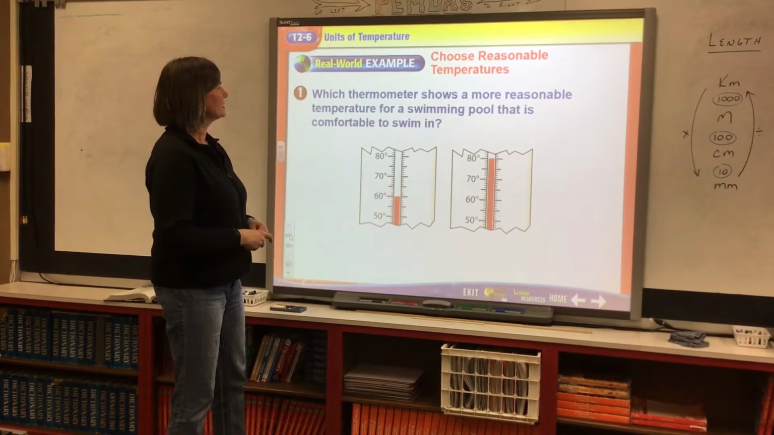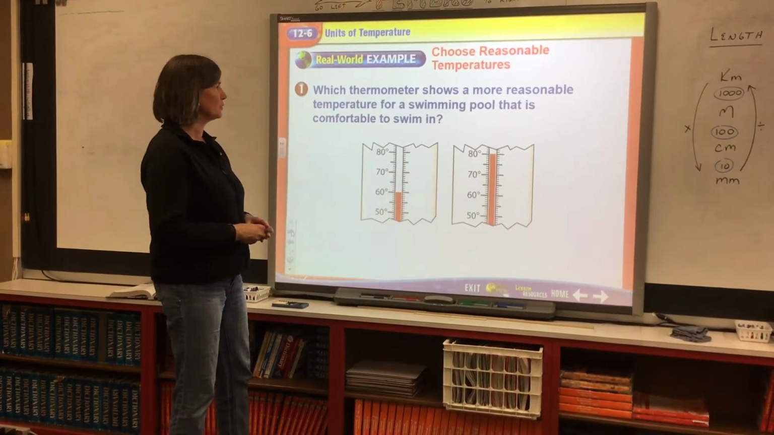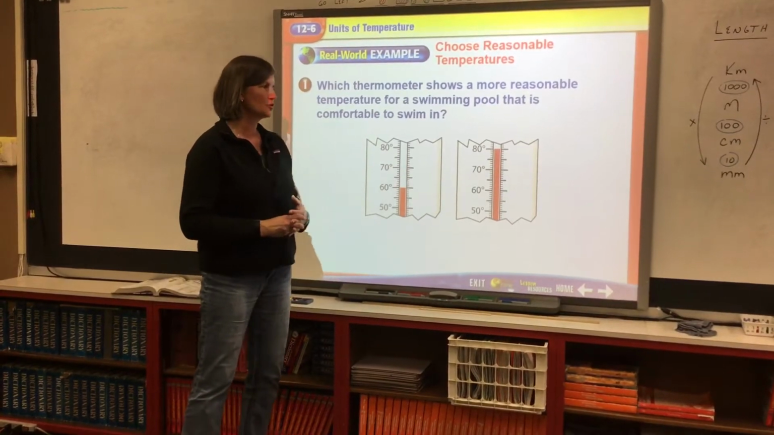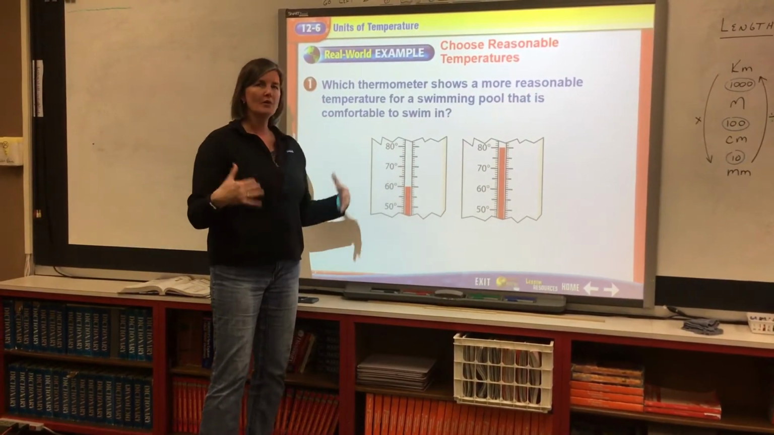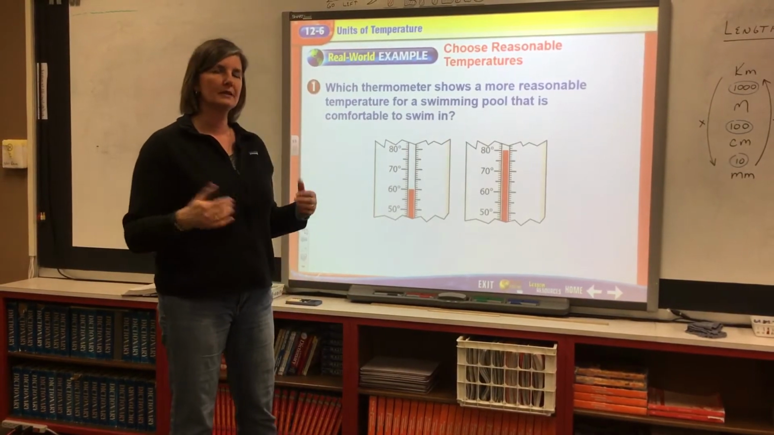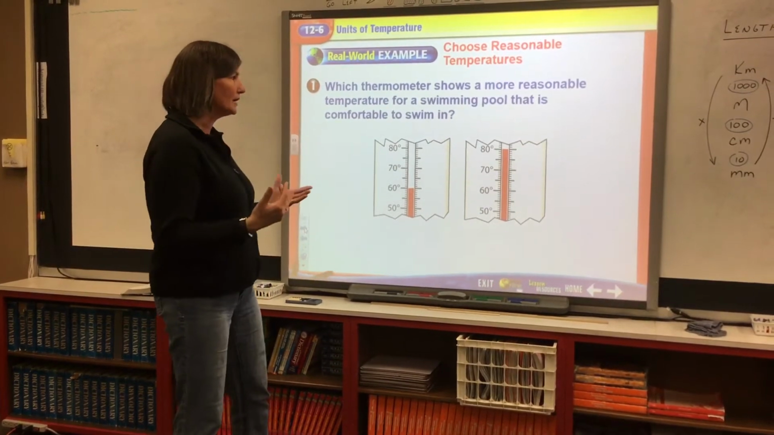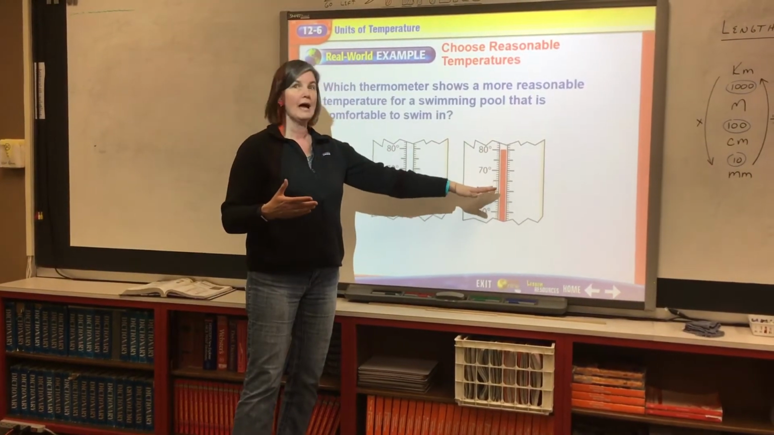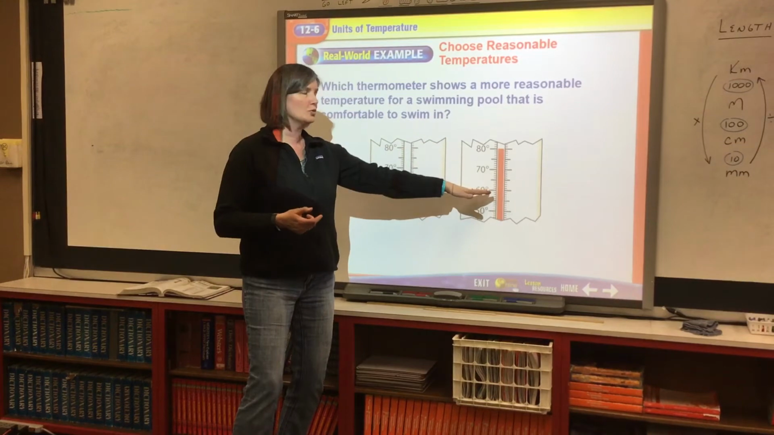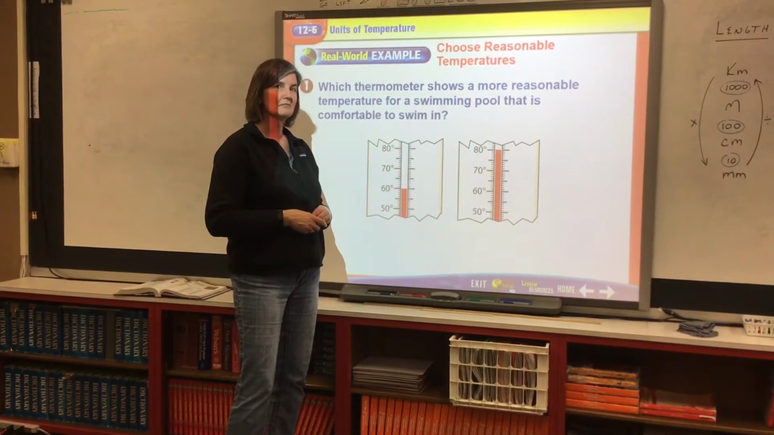Our first example says, which thermometer shows a more reasonable temperature for a swimming pool that is comfortable to swim in? Now, we all know our normal body temperature is approximately 98.6 degrees. I don't know about you, but I know what I would rather swim in: a pool that's 80 degrees or a pool that is 60 degrees?